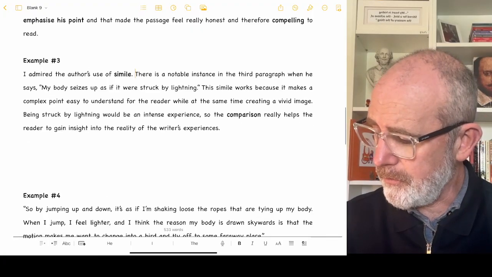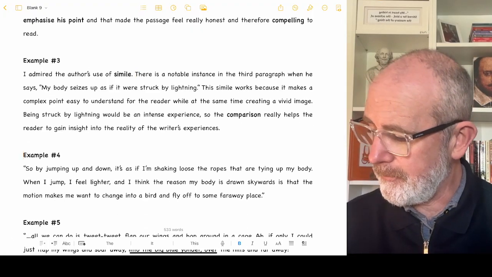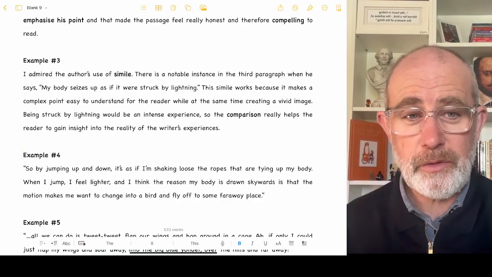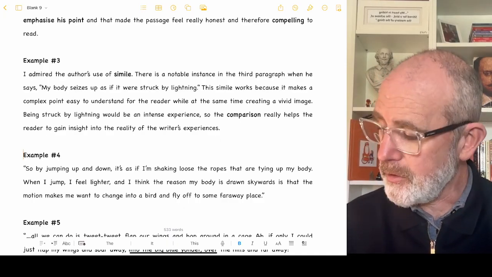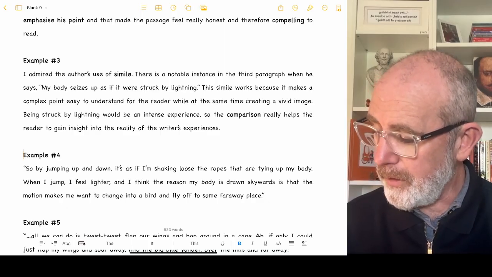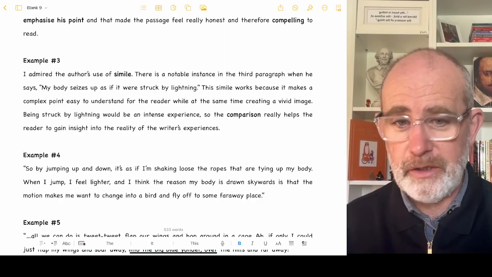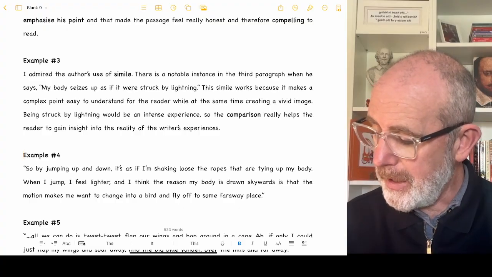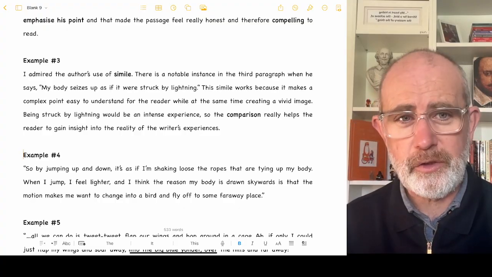Example number 4 for nobody who's watching. Hooray. This is a long quote. You would never use a quote this long. Let's have a look at it. So by jumping up and down, it's as if I'm shaking loose the ropes that are tying up my body. When I jump, I feel lighter, and I think the reason my body is drawn skywards is that the motion makes me want to change into a bird and fly off to some faraway place.